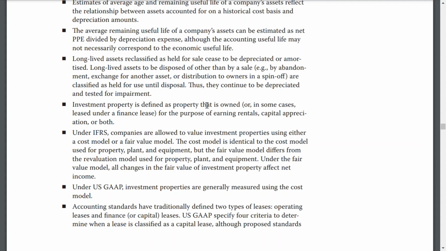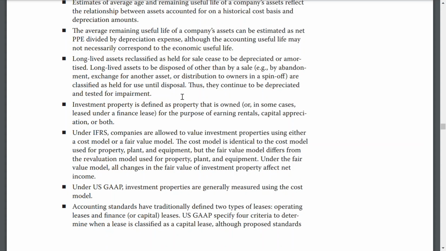Investment property is defined as property that is owned for the purpose of earning rentals, capital appreciation, or both. Under IFRS, companies are allowed to value investment property using either a cost model or a fair value model. The cost model is identical to the cost model used for property, plant, and equipment, but the fair value model differs from the revaluation model used for property, plant, and equipment. Under the fair value model, all changes in the fair value of investment property affect net income. Under US GAAP, investment property is generally measured using the cost model.